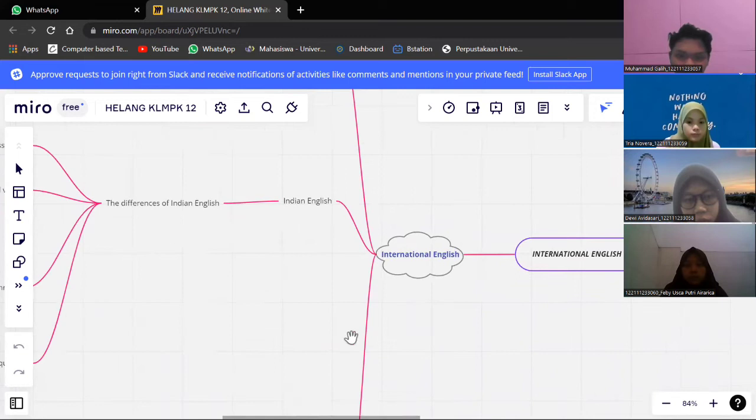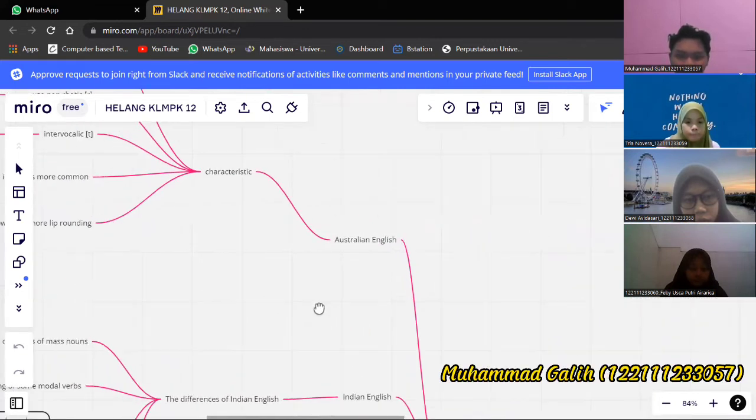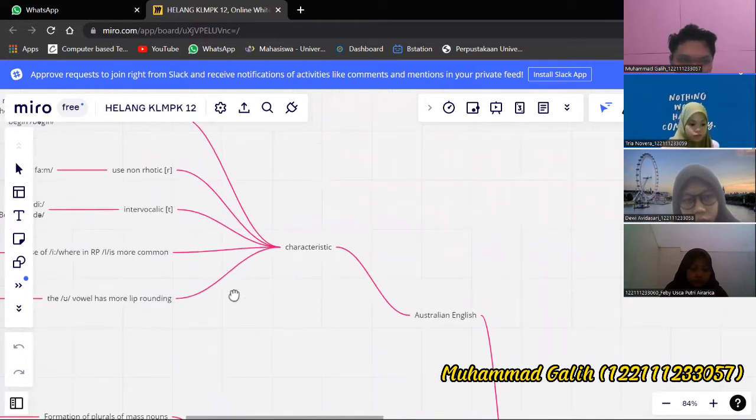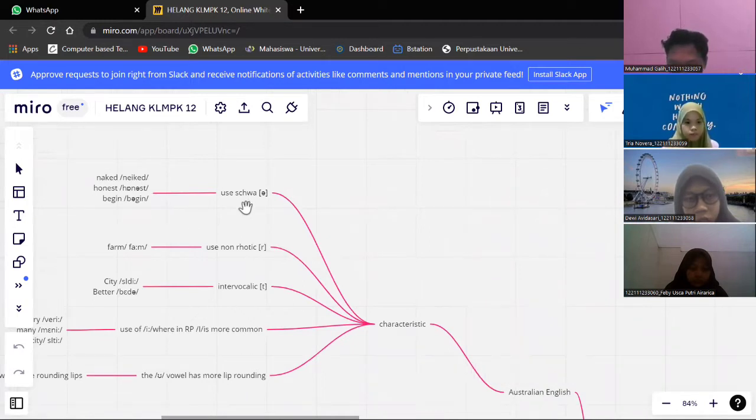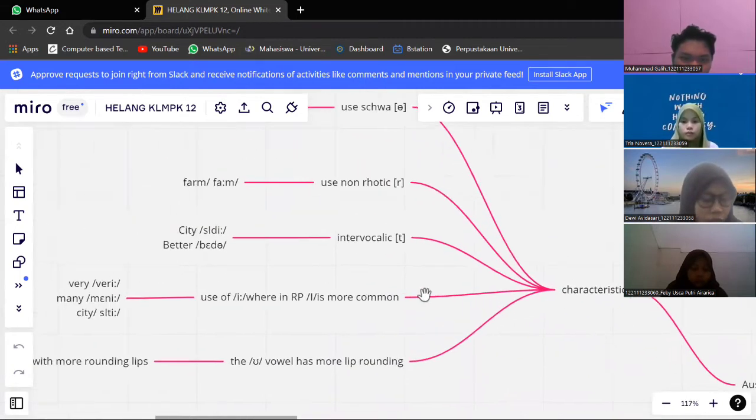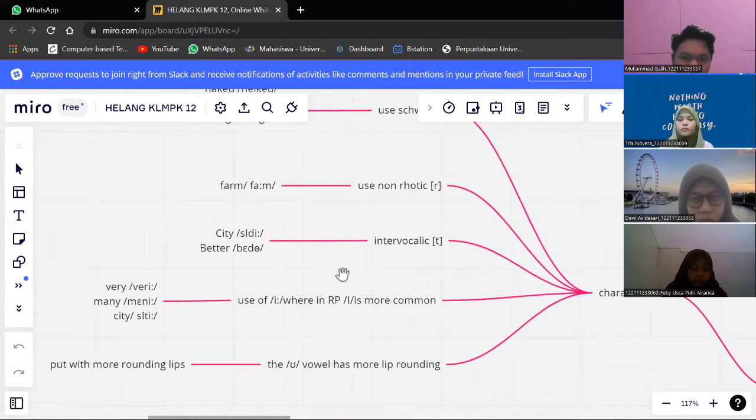Okay, international English. Australian English has several characteristics. One, the vowel is used in unstressed syllables, where in RP the form will be, for example, naked, honest, and busy. Two, use of non-rhotic forms, for example, form. Number three is intervocalic, for example, CD, weather.